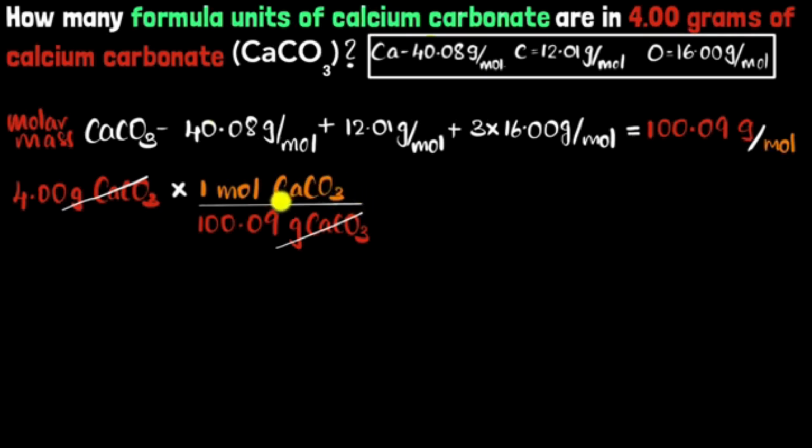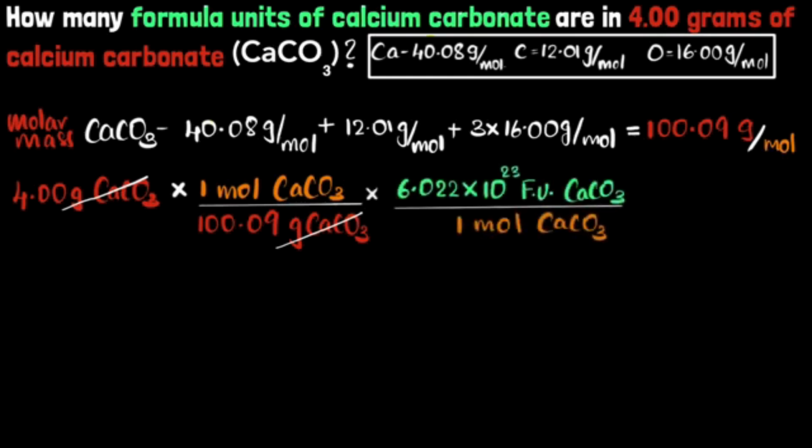Now how do I go from moles to formula units? Build a new conversion factor. I need a formula unit in the numerator, mole in the denominator. So how many formula units do I have per mole? Well, the Avogadro number. I have Avogadro number of formula units of calcium carbonate per mole of calcium carbonate, and boom, this cancels out. Let me cancel out slightly differently. Okay, this cancels out. And there you have it. I am now left with formula unit of calcium carbonate.